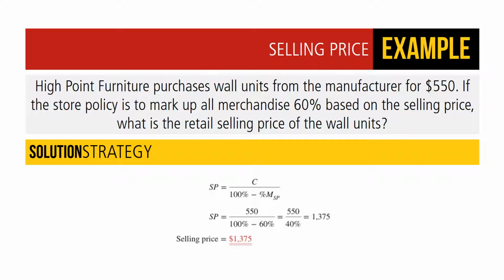High Point Furniture purchases wall units from a manufacturer for $550. If the store policy is to mark up all merchandise 60% based on selling price, what is the retail selling price of the wall units? Our solution strategy uses our formula: SP equals cost over 100% minus percent markup of selling price. So in this case, selling price will be equal to the $550 cost over 100% minus 60%. That gives us $550 over 0.40, which equals $1,375 in selling price.